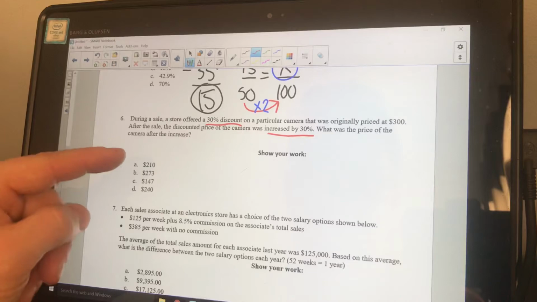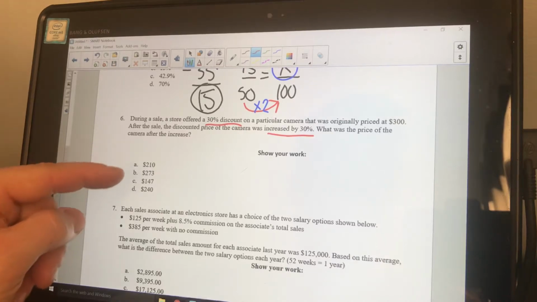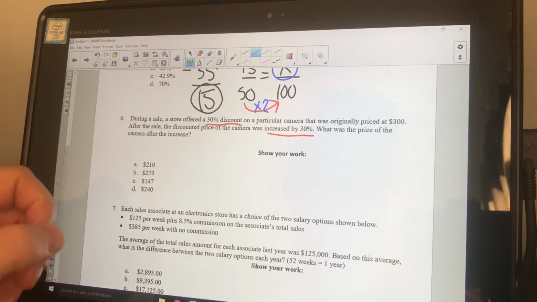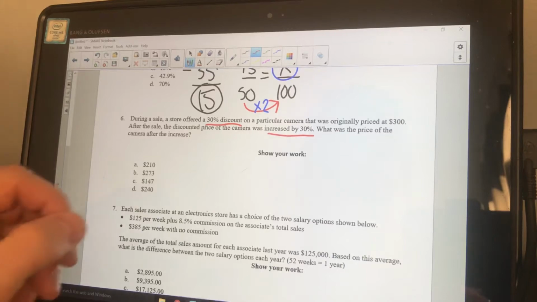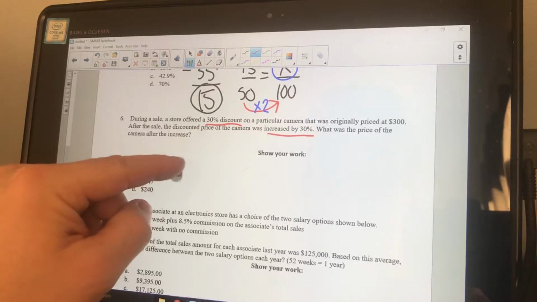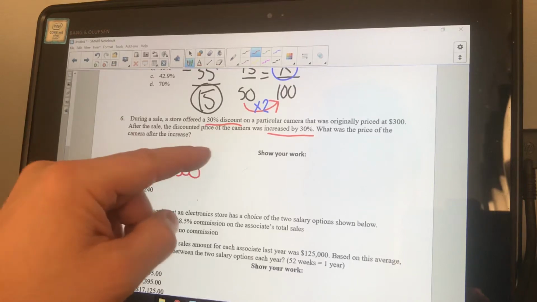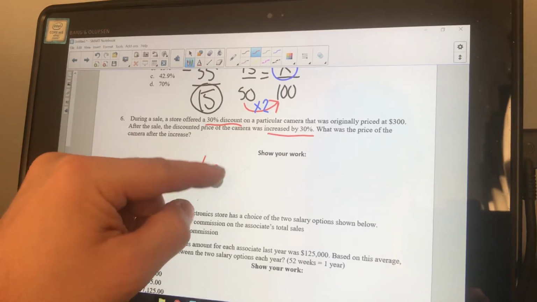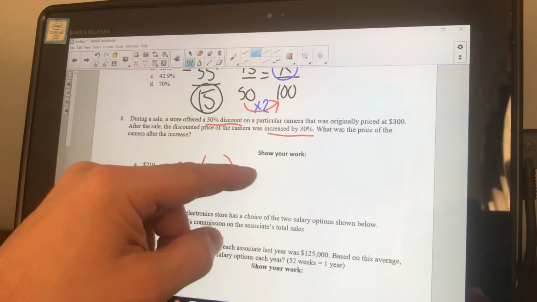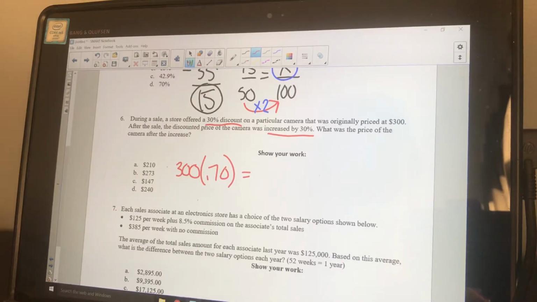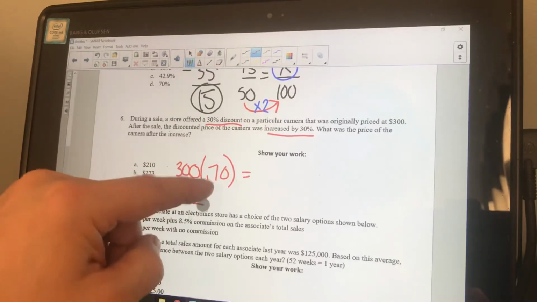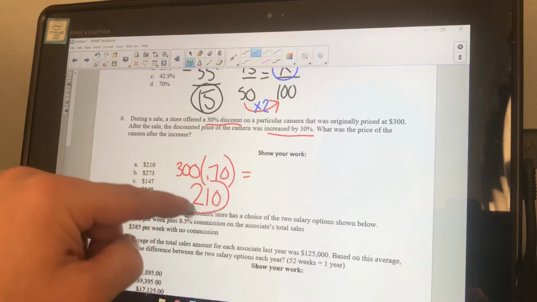But as you can see, $300 isn't even an option here for us. So that can't be the case, okay? So we're going to do 30% off of the $300, which means I pay 70% of the price. 300 times 0.70, I pay $210 if I want to buy the camera on sale.